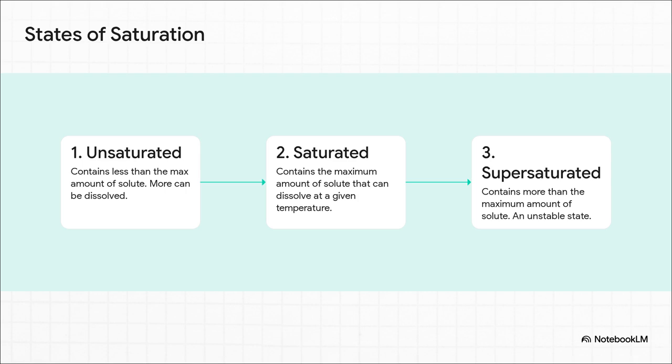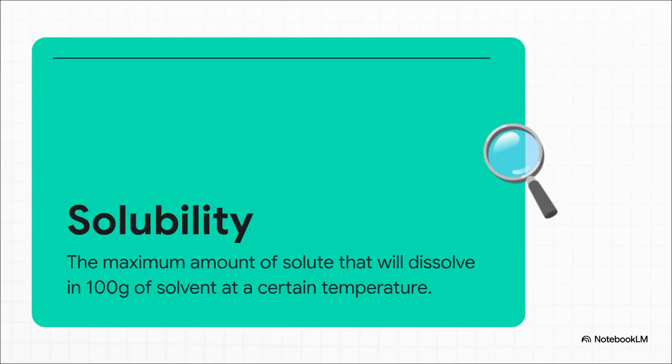But then there's this weird, kind of magical third state. If you carefully heat the solution, dissolve even more sugar, and then let it cool down very gently, you can create a supersaturated solution. It's super unstable, and just one tiny disturbance can make all that extra sugar crystallize out in an instant.